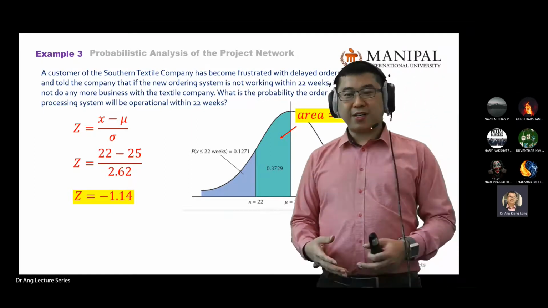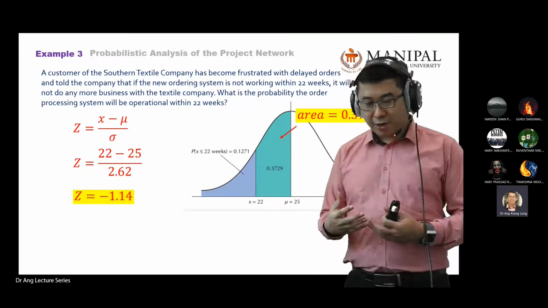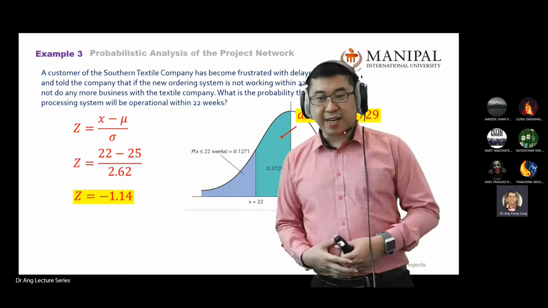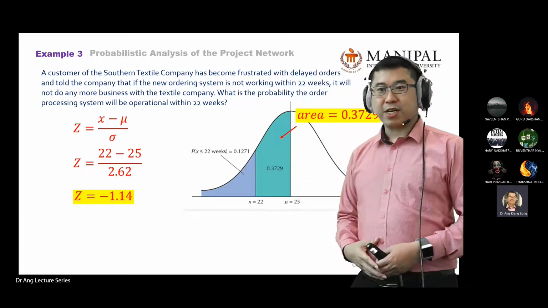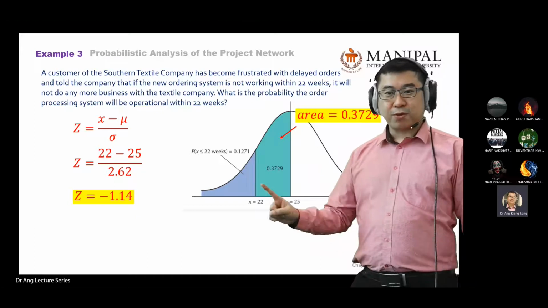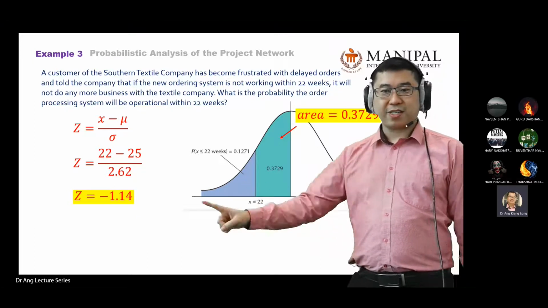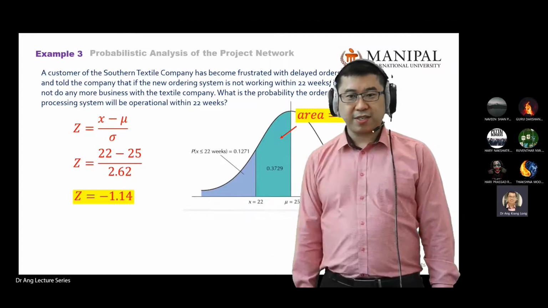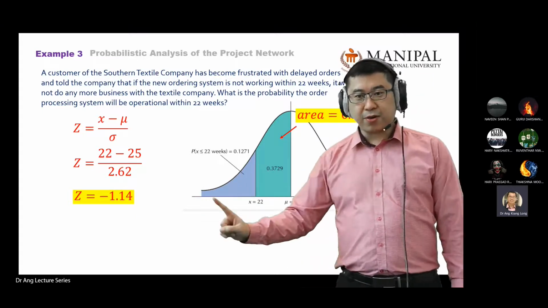When the customer orders, for example, a burger, they say, I cannot wait at the counter more than 5 minutes. You cannot expect the customer to wait more than 5 minutes, right? So this is more, this is less. So this is what your customer wants, less than 22 weeks. So this is the area that your customer wants to know.